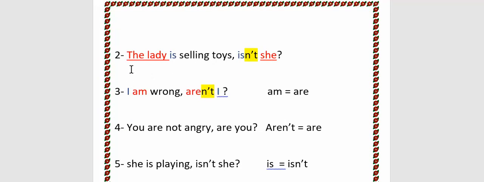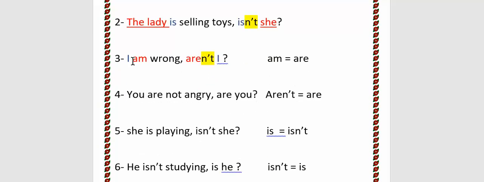Let's take example number 2. The lady is selling toys. This is a sentence. Can it end with a question? How? The lady takes she. Then is. Then here we don't have not, for that we put here not. So the sentence is affirmative, so the end of the sentence becomes with not, with a negative form. Isn't she?